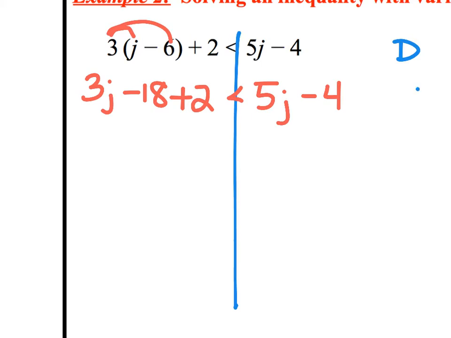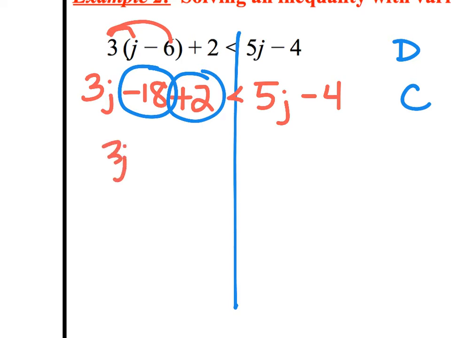Now we're going to C, combine like terms. What are my like terms? Great. Yeah, remember that line down the middle. You can only combine if they're on the same side. So that will get me negative 18, and then I go up 2 on my number line. Where am I at? Negative 16. Thank you. Is less than 5j minus 4. Let's check the next thing.